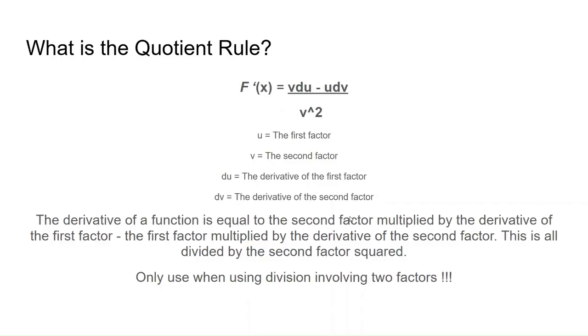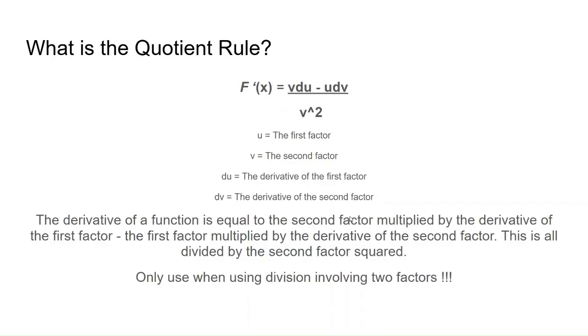So the quotient rule is a formula used to find the derivative of a function that is dividing instead of multiplying two factors. So the formula goes f prime of x equals v du minus u dv over v squared, with u also being the first factor in this case, v being the second factor, du being the derivative of the first factor, dv being the derivative of the second factor.